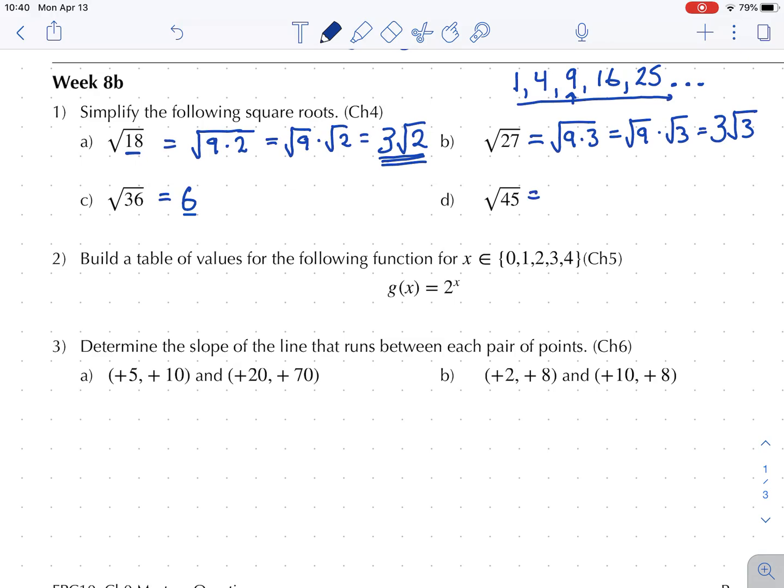Again, the square root of 45 can be divided by 9, so it's 9 times 5, because 9 times 5 is 45. Then we separate them: the square root of 9 times the square root of 5, which then becomes 3 times the square root of 5. And that is how we simplify square roots.